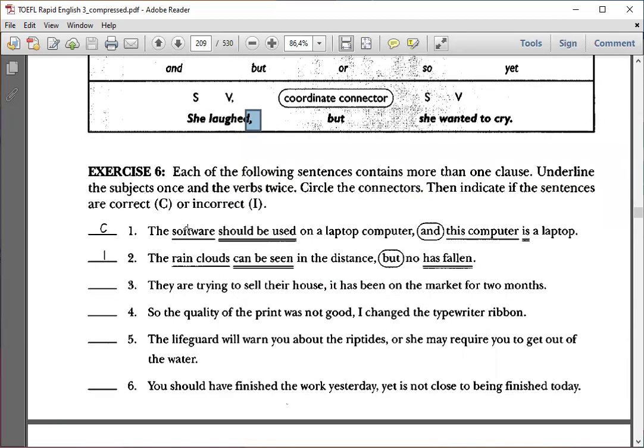Now let's analyze this one. Software should be used on laptops, and this is the connector. This computer is a laptop. Remember this instruction here: circle the connectors. So what are you going to find first? Find the connectors. Okay, let's find the connector: but, after but there is no subject. So I think this is incorrect. From this case, can you find connectors? We cannot find a connector, so the sentence is wrong. Because this is provided, subject verb, and it has been this subject verb. So for number 3, missing connectors.